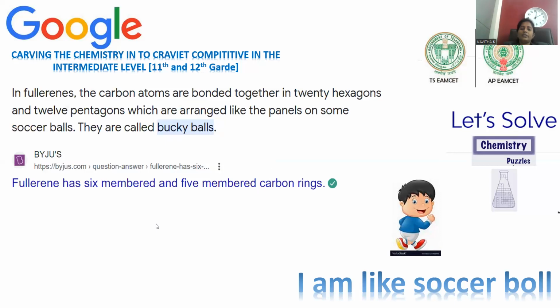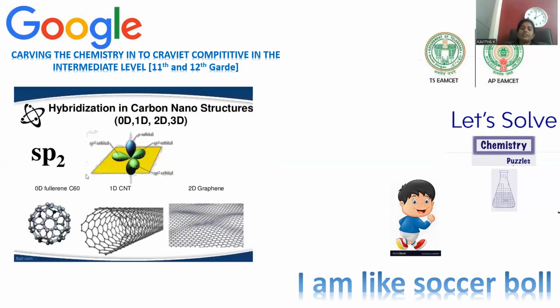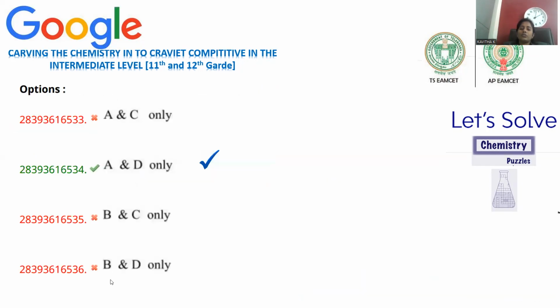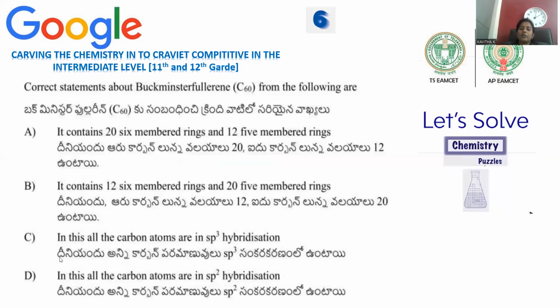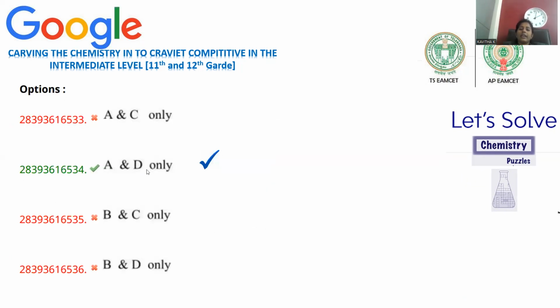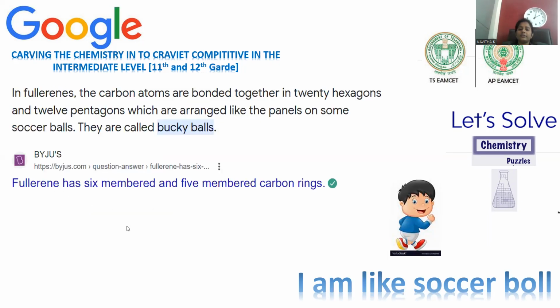Moving on to hybridization. If you see the nanostructured material, whether a fullerene, carbon nanotube or graphene, everything is made up of sp2 hybridization. All are part of sp2 hybridization only. So what they mentioned in option C, sp3, is wrong; sp2 is correct. So you can tick mark option D. That's the reason why A and D are the correct answers here.